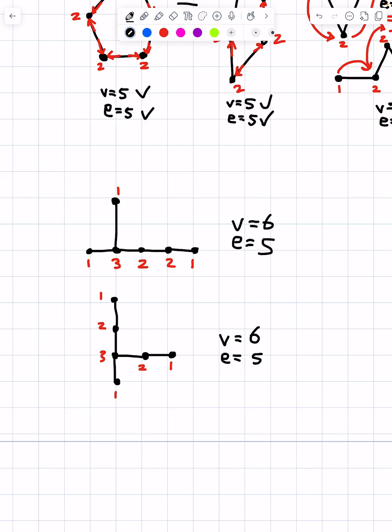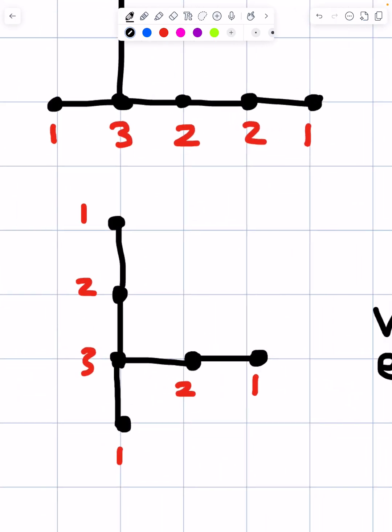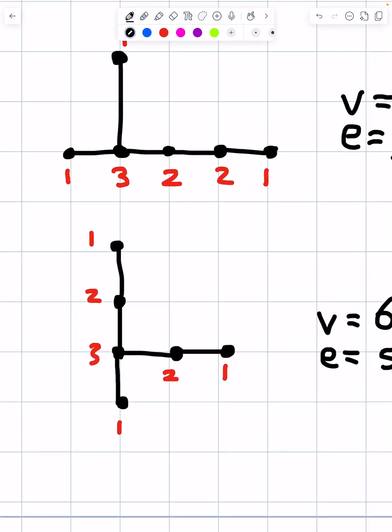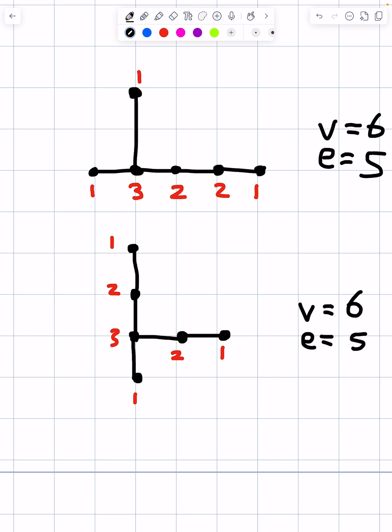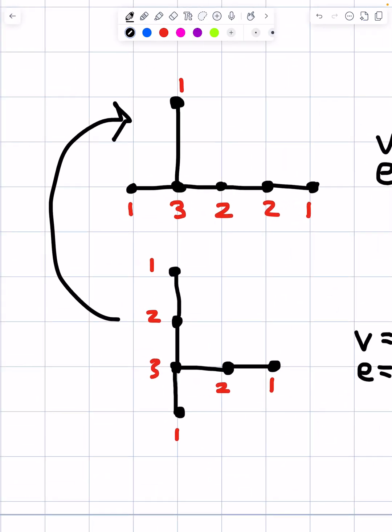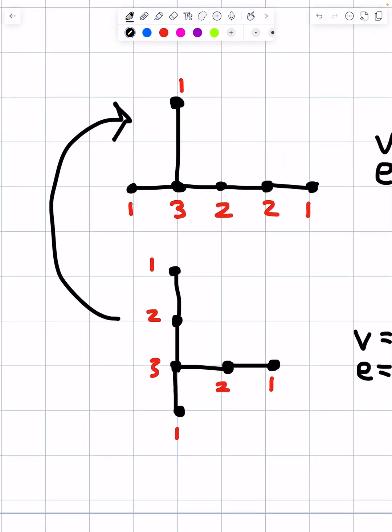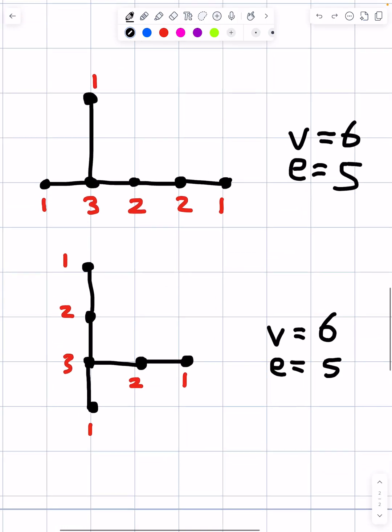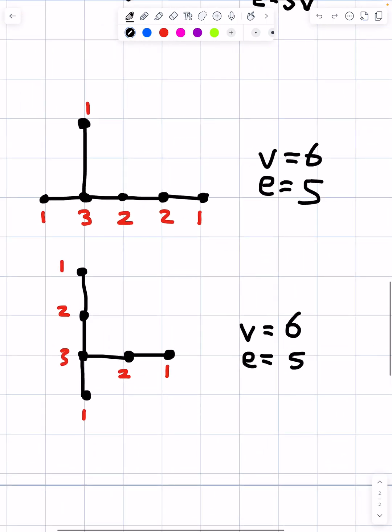Why is that? Well, the simple answer is you can't take this graph and mush it into this graph. It's not possible. You have to remove an edge, break them, and retape them to get the new graph. You can't do that, because that will change the graph and you will break the rule.